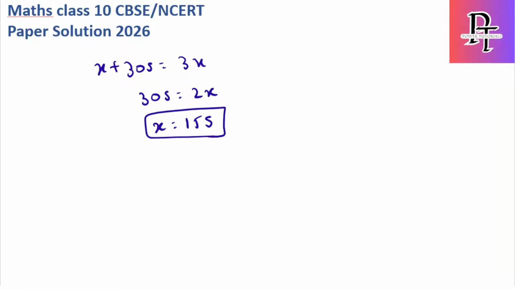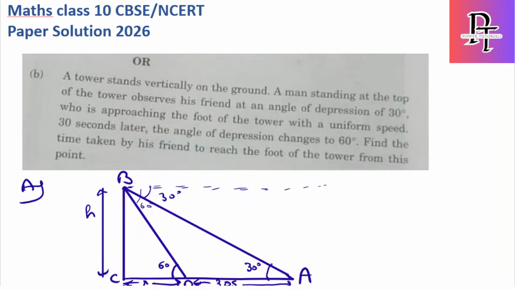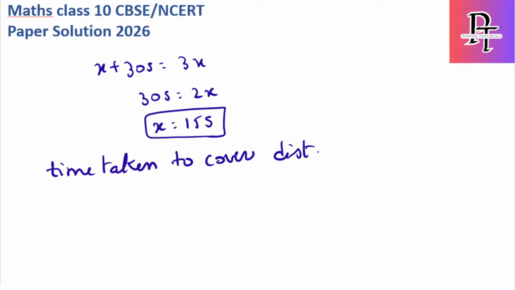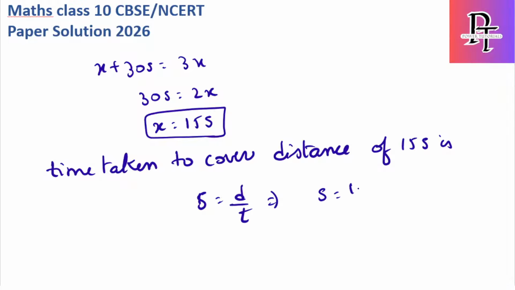Where S is speed. But we don't want X as a distance, we want the time taken. So the time taken to cover the distance of 15S: speed, as I mentioned, is distance by time. So speed is S, we already know, distance is 15S, by time. The S gets cancelled out, and you will get the time as 15 seconds.